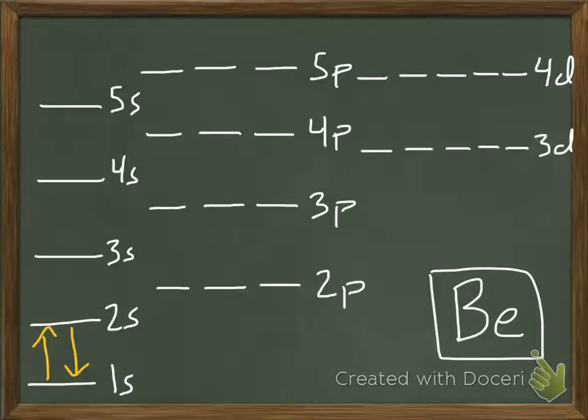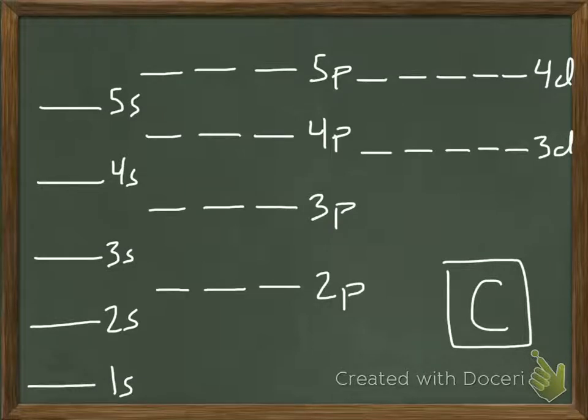So now we've run out of space in our 1s orbital, so we have to jump up to the next available one, which is 2s. We put 1 in the up direction. We'll put 1 in the down direction. So now I have 1, 2, 3, 4 electrons, so I'm finished.